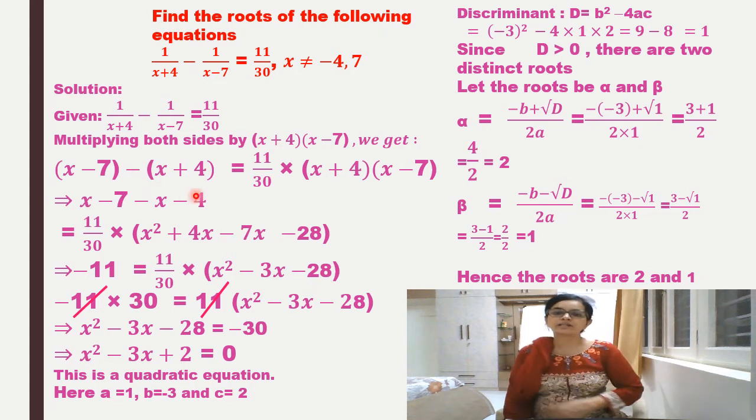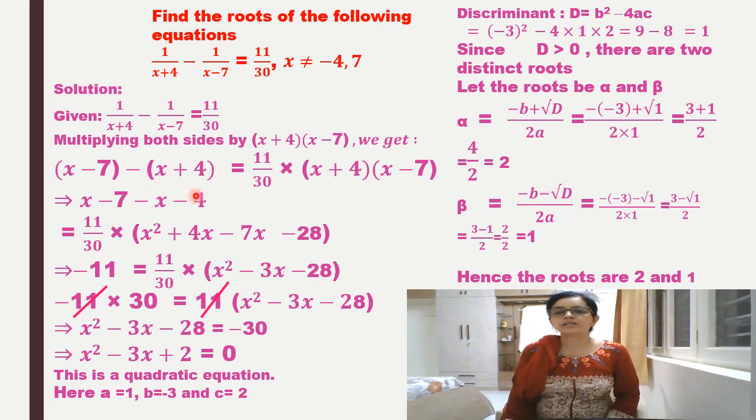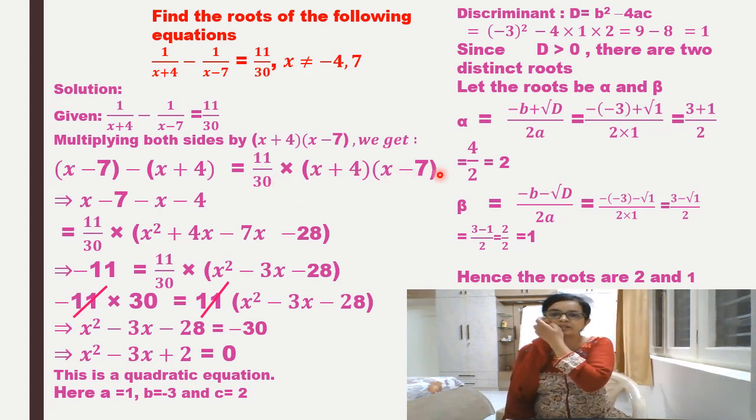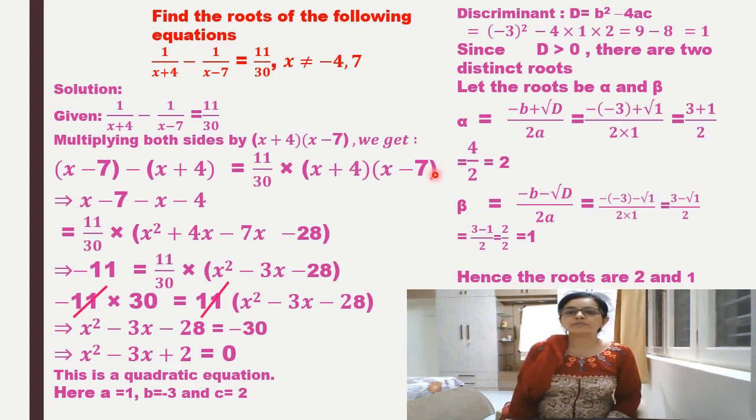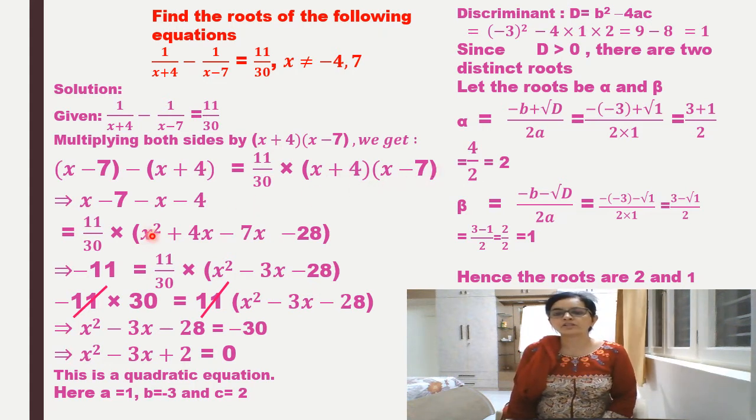And what about the RHS? In RHS, again the same thing. We are going to take the product of x plus 4 and x minus 7 using identity. So we will get x squared plus 4x minus 7x minus 28. You can use the identity x plus a and x plus b, which is x squared plus a plus b x plus a into b. Here you can even use that a is 4 and b is minus 7.